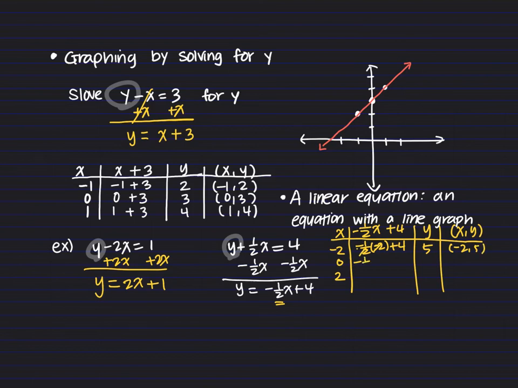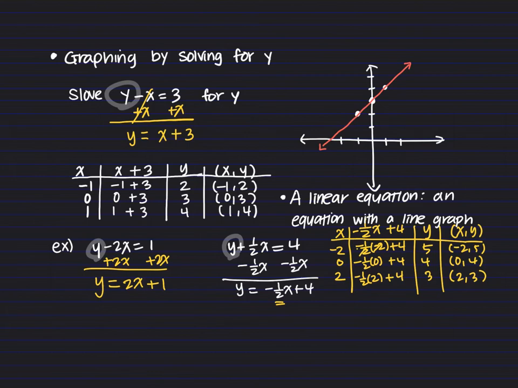For 0, I don't even have to calculate anything because any number times 0 is going to be 0, plus 4 is going to be 4, so 0 comma 4. And then negative 1/2 times 2 plus 4, because you don't have any other negative number for this 2, you're going to end up with a negative 1. If you have 2 negative halves, you have 1 negative. So negative 1 plus 4 will give you 3, and that's what you have for 2 comma 3. And then after you find these solutions, you can go ahead and graph them and then connect the dots.